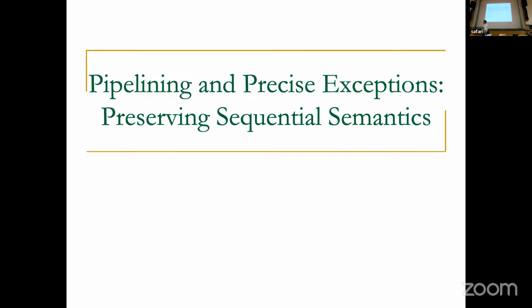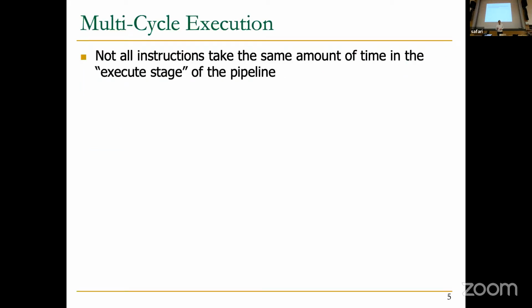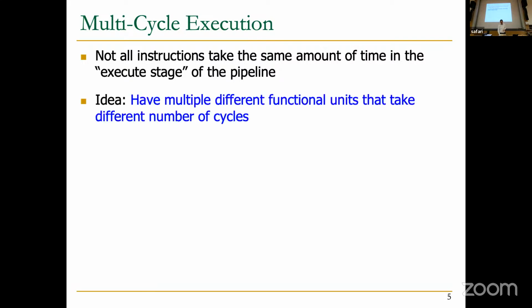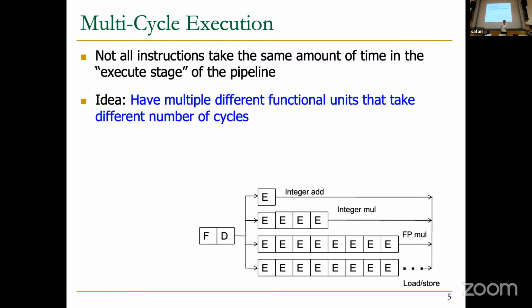So this is where Mohammed kind of started, but he didn't finish because he didn't have time. We're going to talk about preserving sequential semantics, especially in von Neumann architectures. This is a slide that Mohammed mentioned. Imagine a system where not all instructions take the same amount of time in the execute stage of the pipeline. This is possible because you can have multiple different functional units that you send the instruction to. One instruction goes to an adder, another to a multiplier, another to a load unit, for example. And the back end of your pipeline, after an instruction is decoded, may look like this.